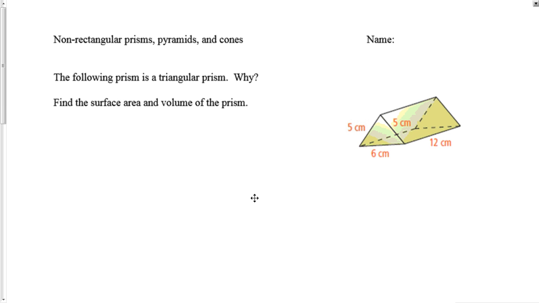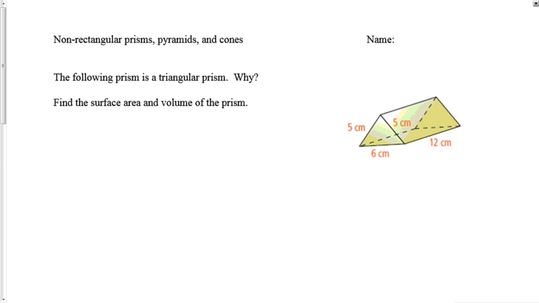Hello, today we are talking about 3D objects again, and these are prisms that are not rectangular prisms, and pyramids and cones. You will need a calculator for this lesson. With the exception of the pi button, your phone should be a fine calculator if that's what you have. So just pause the video now if you need to go find a calculator, but be sure you have a calculator. So first thing, the following prism is a triangular prism, and the question is why?